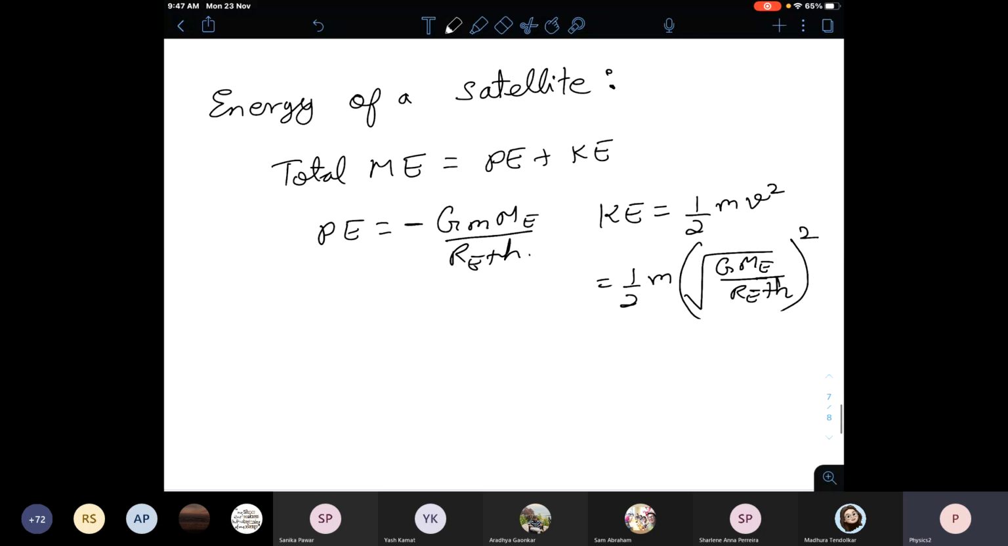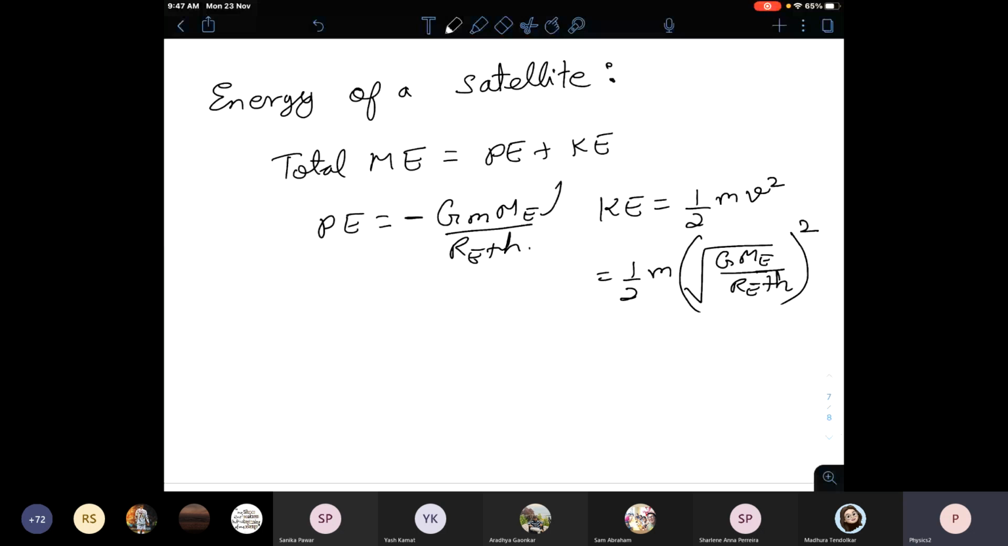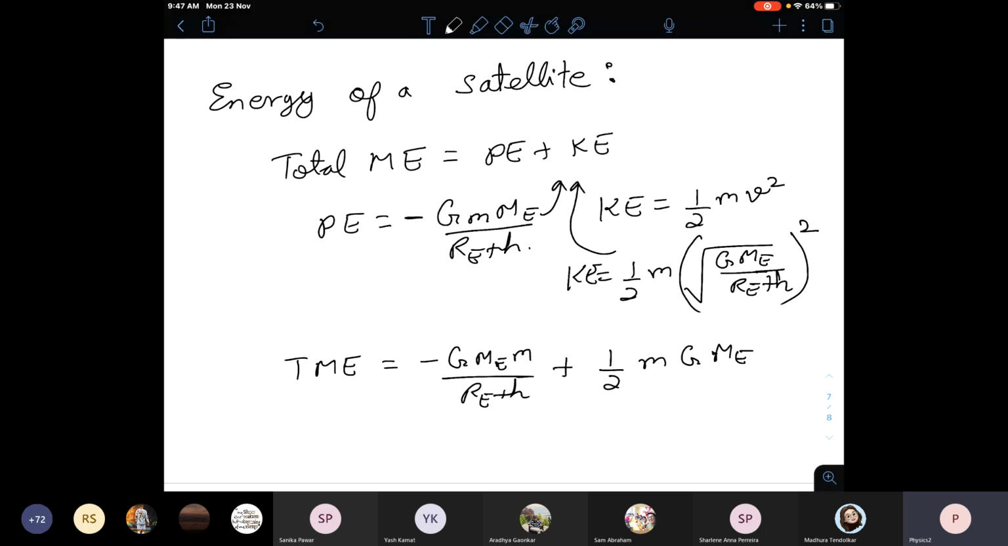Now what you can do, you can just replace these two terms over here, the kinetic energy and potential energy over here. So the total mechanical energy comes out to be minus G Me m by Re plus h plus half m G Me upon Re plus h.